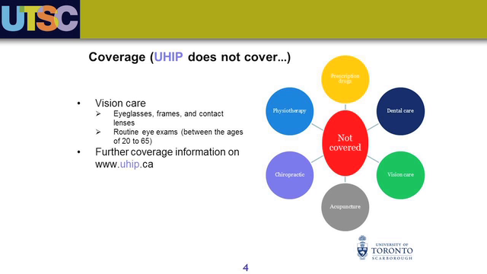So what UHIP does not cover: it does not cover your vision care, dental, and your prescription drugs, along with physiotherapy, chiropractic services, and acupuncture. Again, for further information on what UHIP does not cover, you have to visit the website www.uhip.ca.